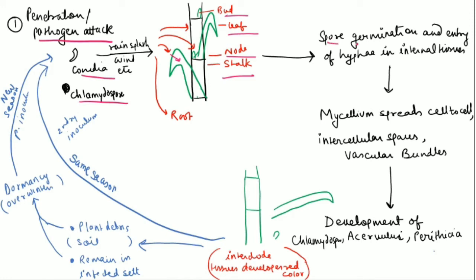So the spore germinates, suppose this was the spore, now the spore germinates and forms a little hypha. The hypha secretes certain chemicals and breaks the cell wall, dissolves the cell wall, the protective layer of the plant, and starts entering inside the plant.